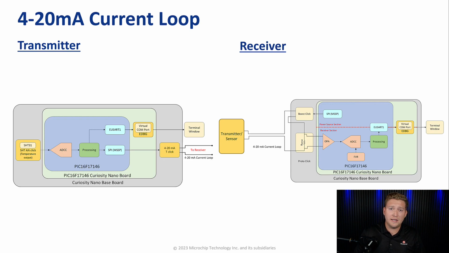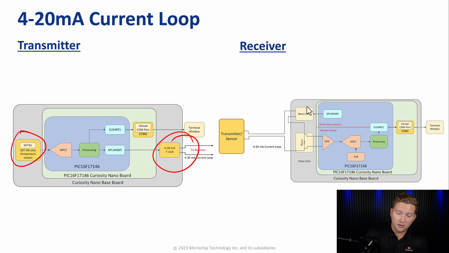There are two separate GitHub write-ups for this example. One of them is for the sensor and transmitter portion, and the other write-up is for our power source and the sensing circuit, which is included in our receiver board here. Now let's go ahead and switch to the overhead camera.